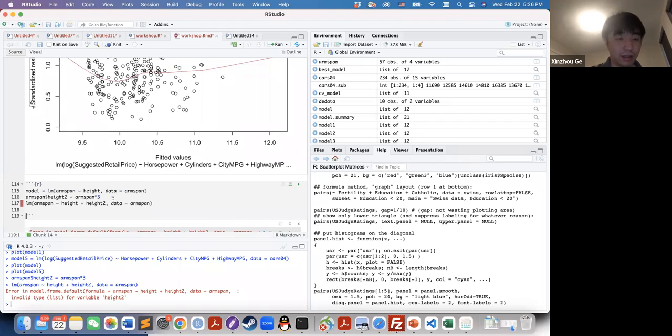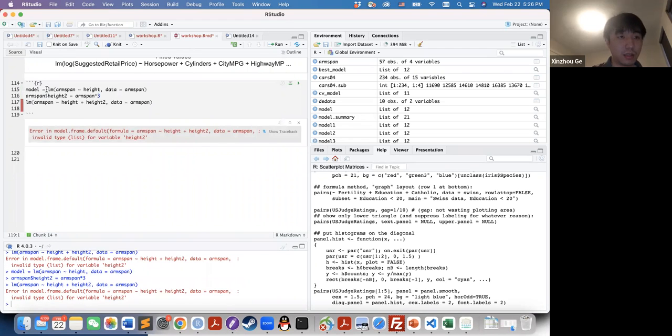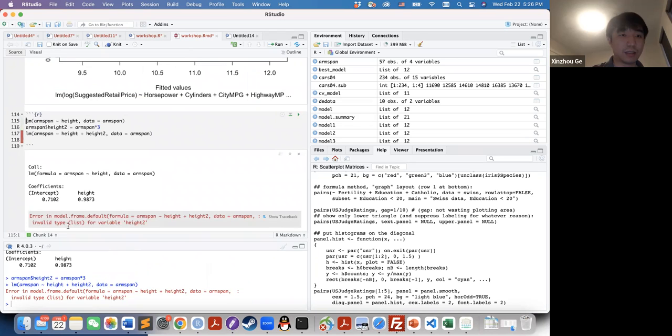Okay, we can see that there will be an error. So we can see that if we only use height to predict, we will get the results of the regression. But if we add the height again, it is perfectly correlated with height. So we will have errors. So we should pay attention to these cases to make sure that there are no perfectly correlated predictors in our model.